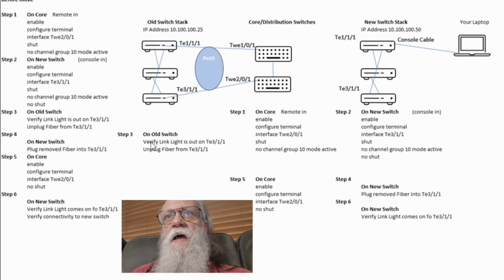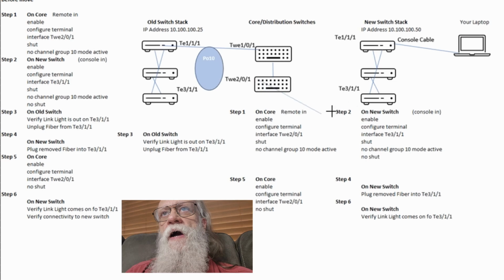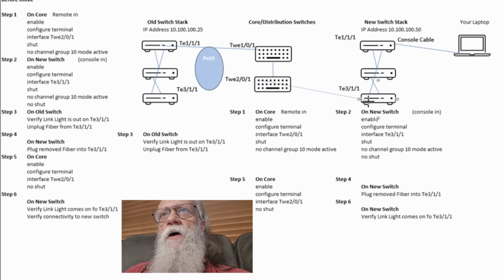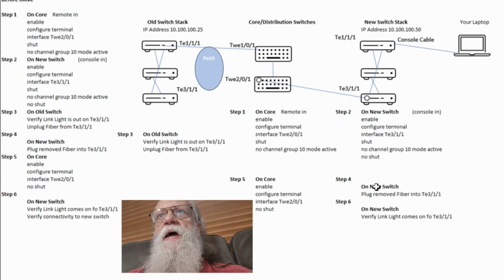So now I can take this. If you look at my step 3, I'm going to verify the link light on the old switch is out. If that link light is out, I'm going to unplug this fiber. So I'm going to do this, unplug it from here. I'm going to move that fiber over to my port on the new switch, right? So once I've done that, I am going to go back onto my core.